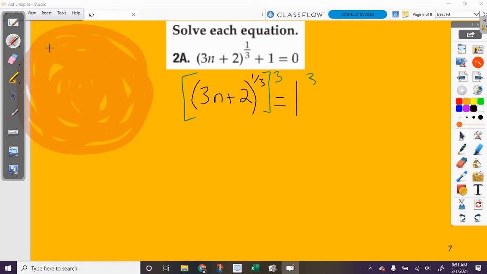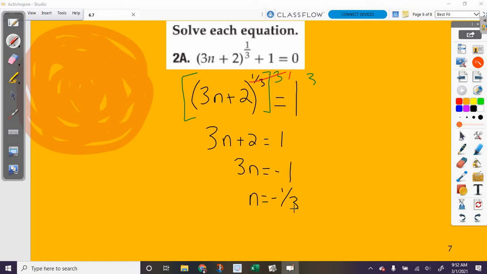But what's nice is that our 1 to the third is just still going to be 1. So we have 3n plus 2 equals 1. Then we subtract 2, which gives us -1. So we end up with -1/3.